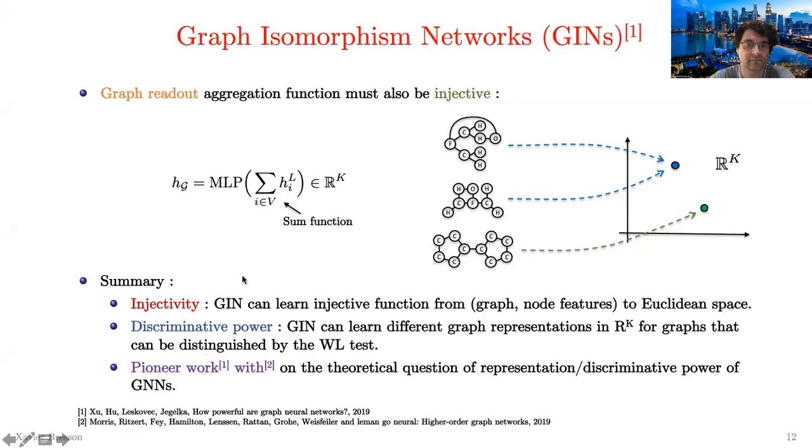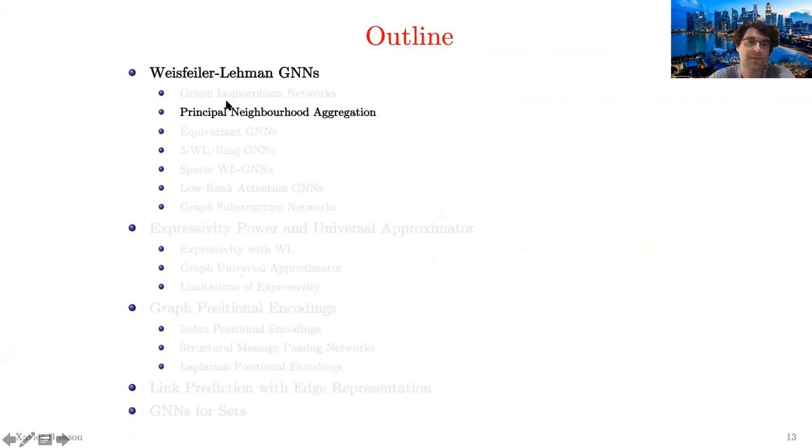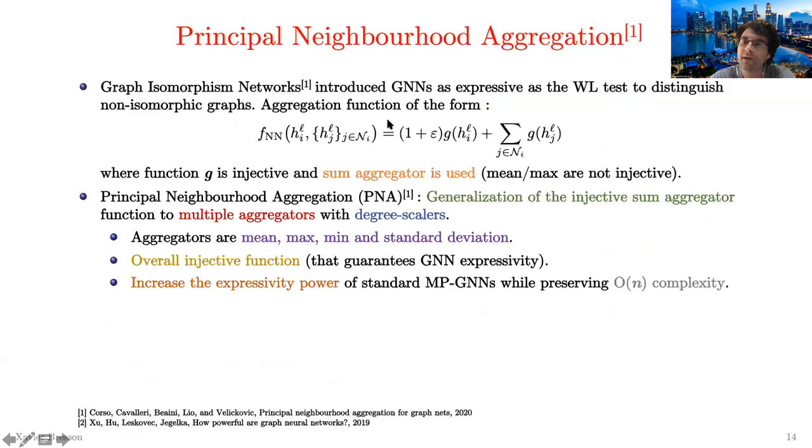Following up on this work, there was recently the principal neighborhood aggregation work done by Corso, Petar Velickovic, and their co-authors. The idea was to extend the GIN performance. Can we generalize the sum aggregator function to use more diverse aggregators? There was also the idea of using a degree scaler that I'm going to explain in the next slide. For the aggregators, the idea is to use the most common ones, like the mean, the max, the min and the standard deviation.